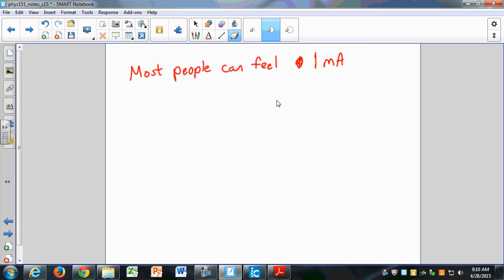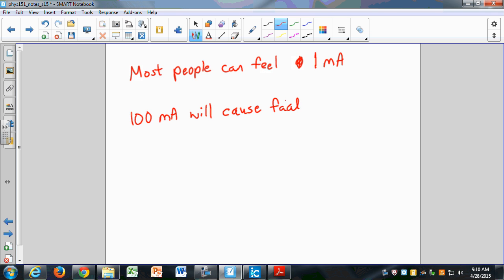100 milliamps will cause fatal fibrillation. Which means what? What does that mean? Fatal fibrillation. Actually, it's fibrillation, not defibrillation. What does that mean? All right, the heart stops. So it's just a fancy way of saying that it causes the heart to stop. 100 milliamps can cause that. 300 milliamps, if you go up by a factor of 3, can cause burns.